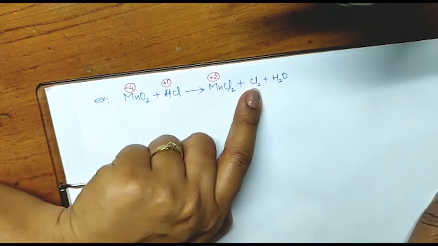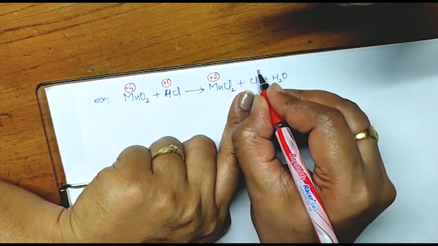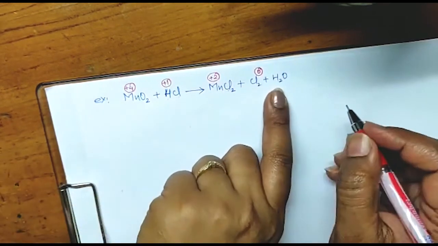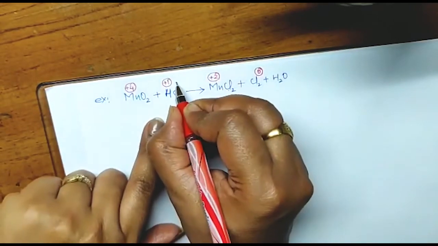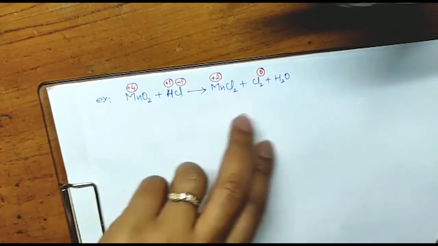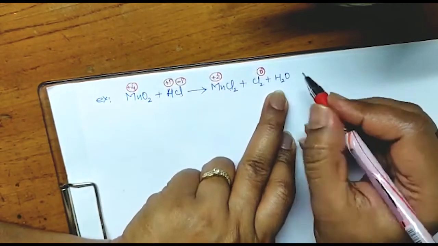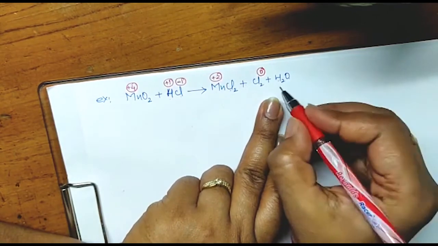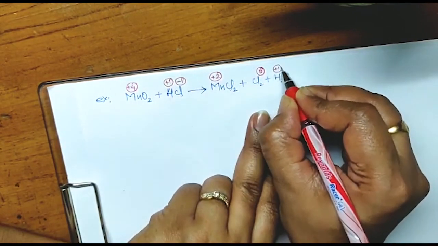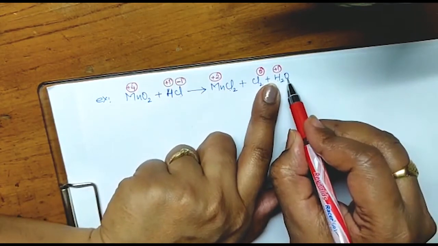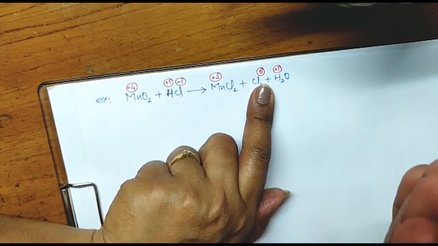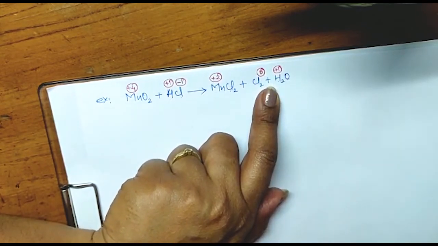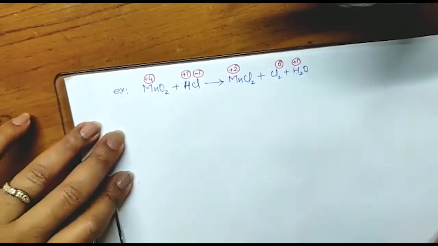Cl2 is also written here, so it is in the free state, homoatomic, so it will have 0 state. And this is H2O. Oxygen is -2, so for 2 hydrogens it should be +2, so for 1 hydrogen it will be +1. We have to write per atom only. Clear?